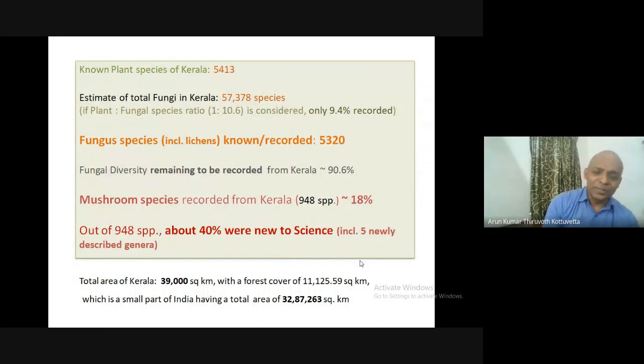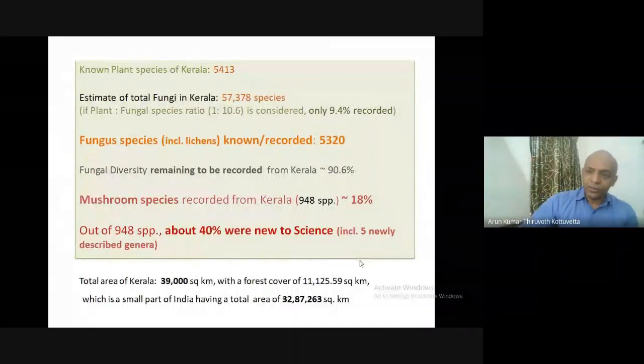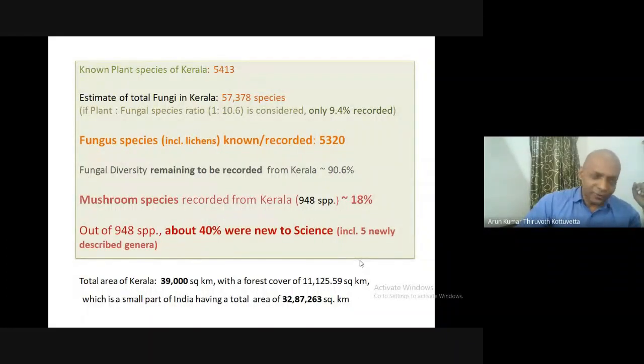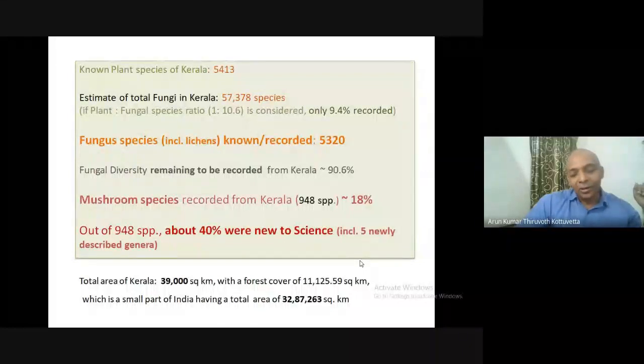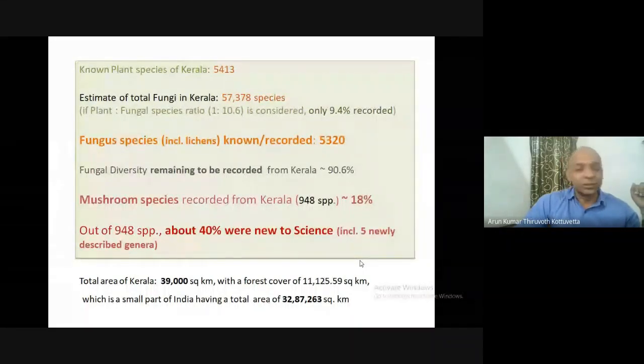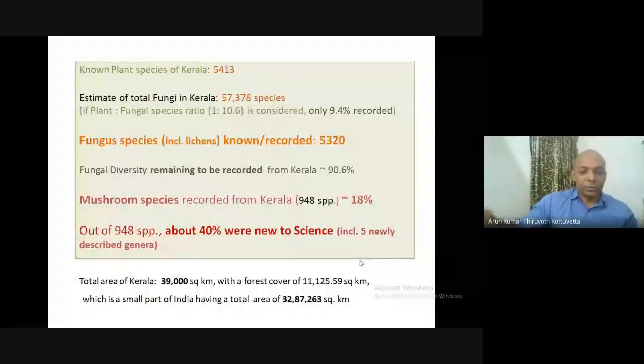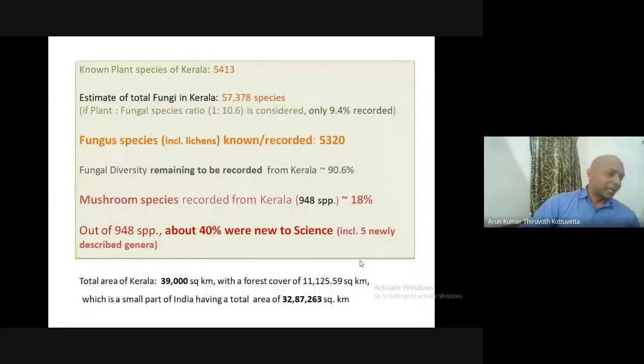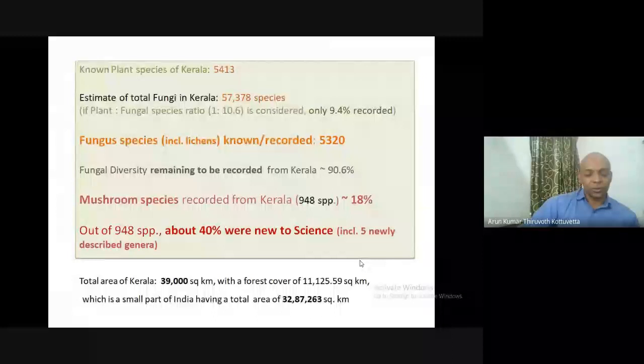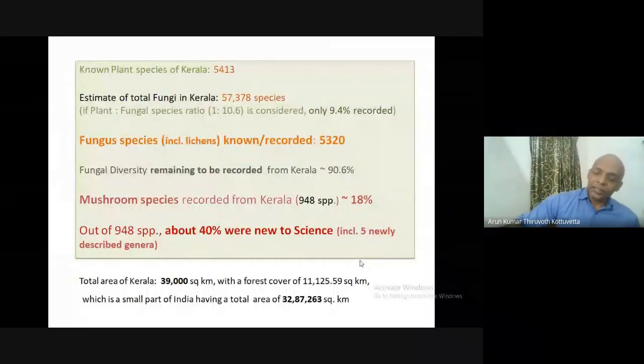So we can just imagine the number of mushroom species that must be existing outside the state of Kerala, all around India. There are many areas in India which are underexplored, and we should be really concentrating on exploring the mushroom diversity of other parts of India too. So India is a large area with a 32 lakh square kilometer area. And even from the 39,000 square kilometer area of Kerala, we have a diversity of around 1,000 species of mushrooms alone.